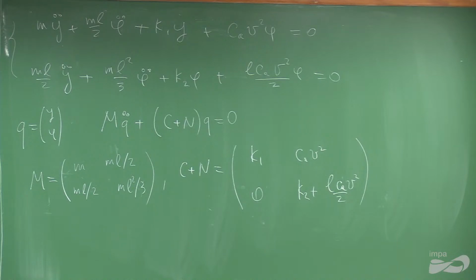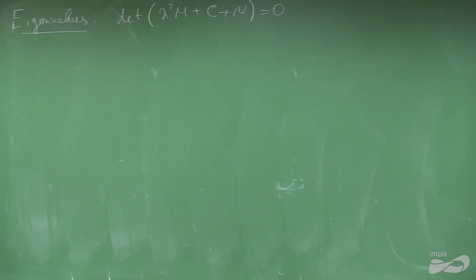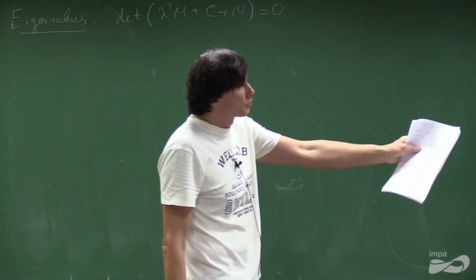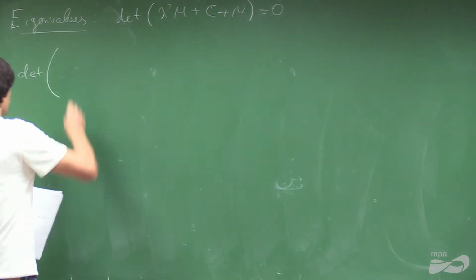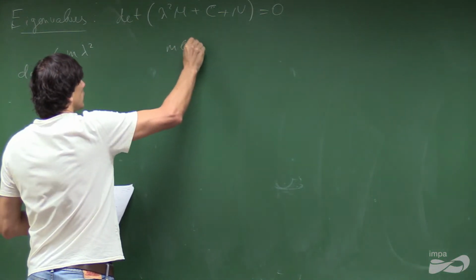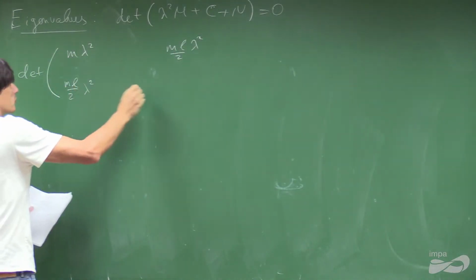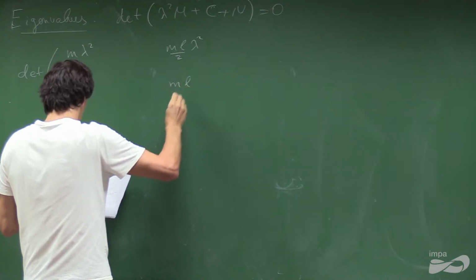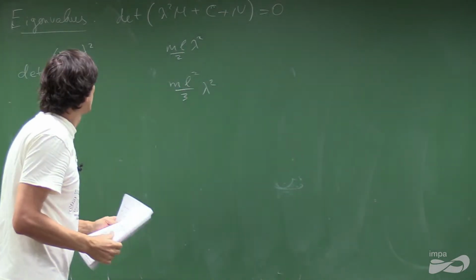So eigenvalues you find from a determinant, writing the characteristic equation for this system, as you know how to do. So let's just put it explicitly. This is a 2 by 2 matrix. So we have m lambda squared from the mass, m l lambda squared over 2 here, ml over 2 lambda squared here, and then ml squared here over 3 lambda squared. So this is a lambda squared m.